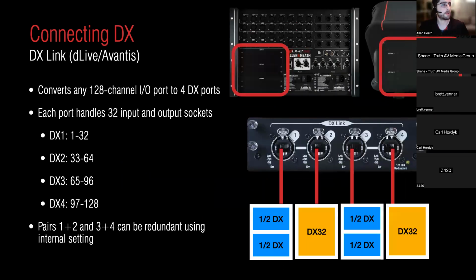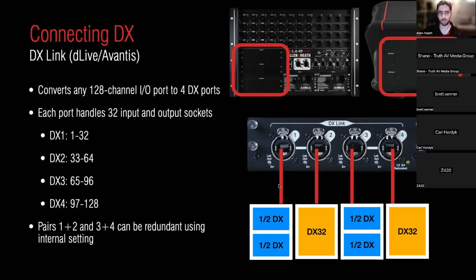So now let's look at the DX Link card. And this is a great way of adding more DX ports to your system. So if you have a DLive or Avantis, a DX Link is a card that can go into the I/O ports, either on your DLive mix rack, on the back of your DLive Surface, or on the back of your Avantis. And this gives you 4 separate DX ports.